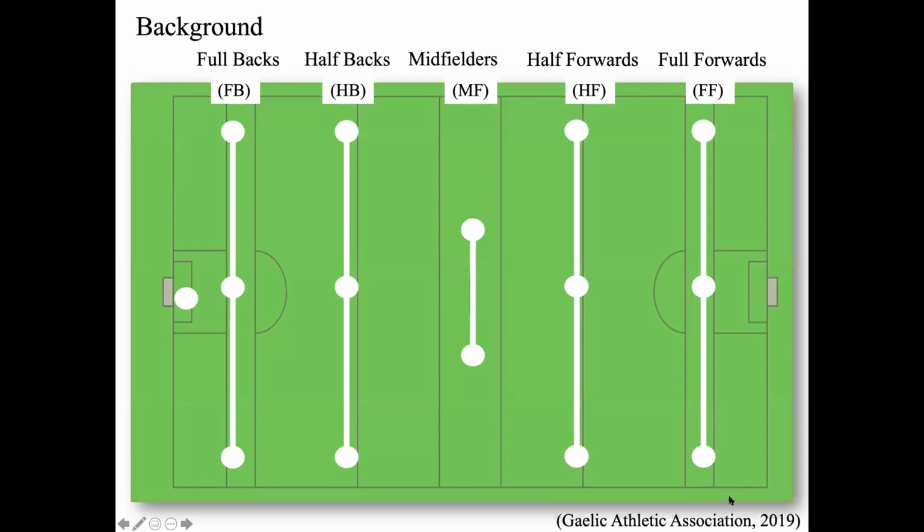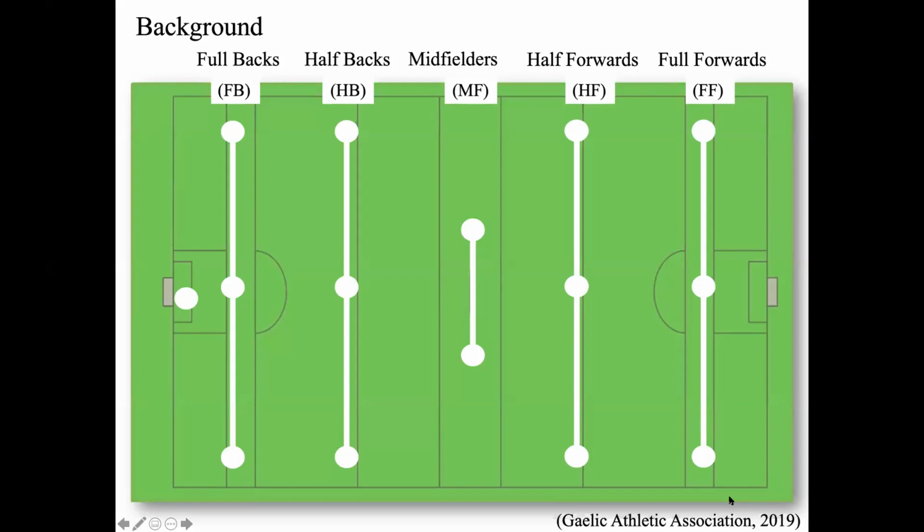Each role differs between the positions, and usually the full back line attempt to stay close to the goal to minimize goal scoring opportunities. The half back line in defense move back towards the full back line to deny the space. And when they're attacking, they can move anything up to midfield, but they tend to stay between that area.